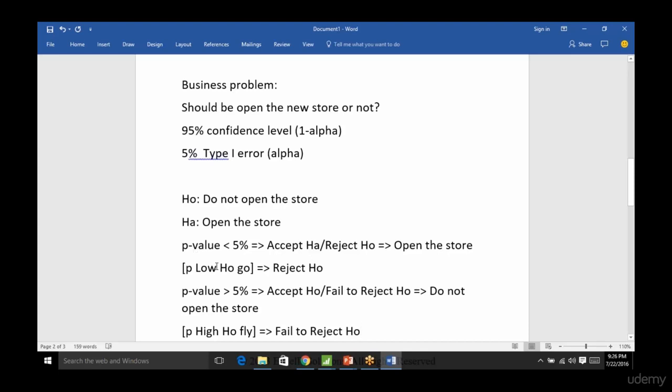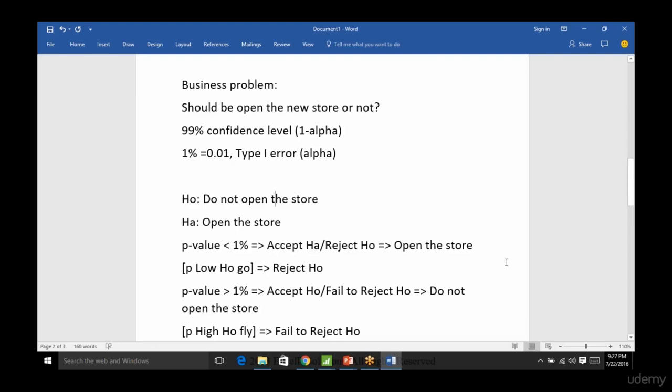All right. So P low, null go, P high, null fly. If my business comes to me and says hey, I want you to be 99% of the times accurate with the decision that you take. That means you're given only a 1% chance of you going wrong. These two are related. Alpha, 1 minus alpha. If this is a scenario, then the p-value is compared with 1%. And you all know that 1% is equal to 0.01. 5% is equal to 0.05, so on and so forth.